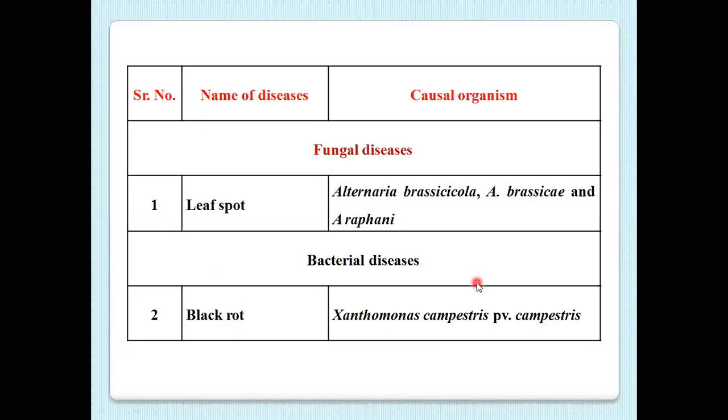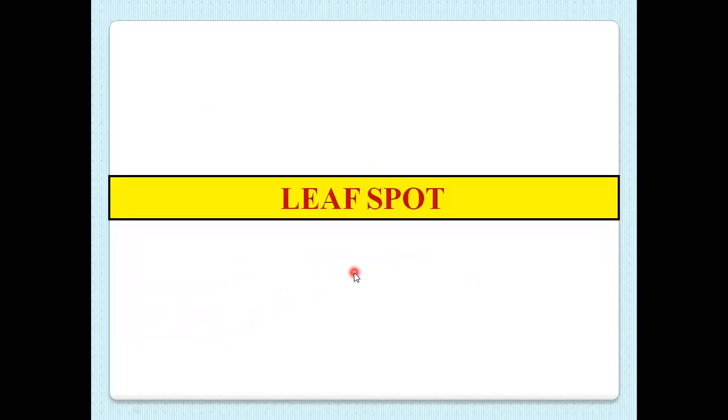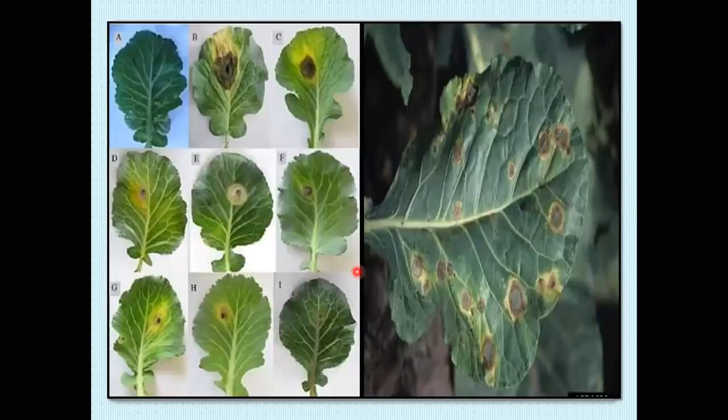In cruciferous crops, the two major diseases seen are leaf spot and black rot. Let us see them one by one. First, we see the leaf spot disease of cruciferous crops. This disease is generally seen in cabbage, cauliflower, knol khol, broccoli, etc. The host range for this pathogen is all the cruciferous crops. This disease is caused by Alternaria species.